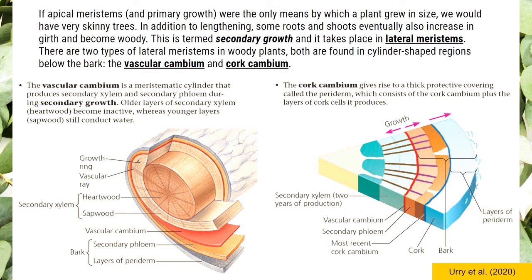So if apical meristems were the only ones for plant growth, primary plant growth, and that's the only one dividing, we would have very skinny trees. So in order for plants to have an increase in girth and become woody, they have secondary growth, and that's possible because of lateral meristems. We have two: the vascular cambium, which will give rise to xylem and phloem, and the cork cambium, which will give rise to the periderm, the protective covering of the plant. So for the lateral growth, or the increase in girth, you have the vascular cambium for xylem and phloem, and the cork cambium for the cork or the periderm, which protects the plant body.